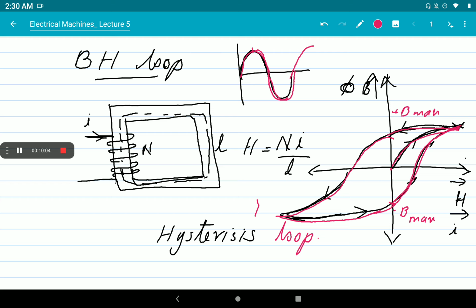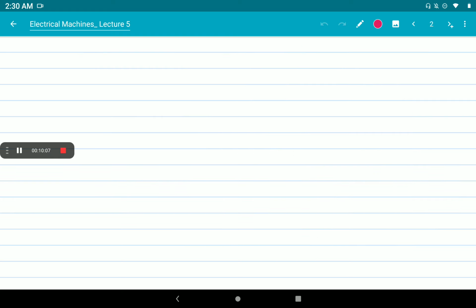Now, what is hysteresis loss? Hysteresis loss means the iron losses in a magnetic material. This loss is directly proportional to magnetic flux density and also directly proportional to the number of reversals of magnetism per second.